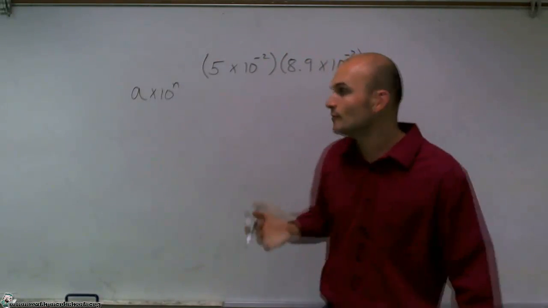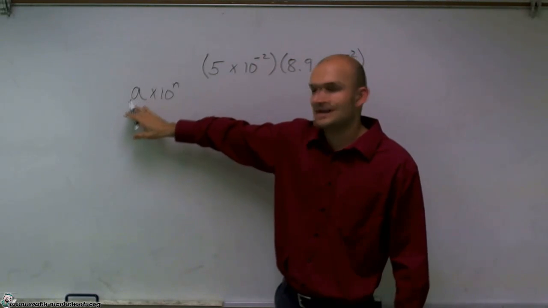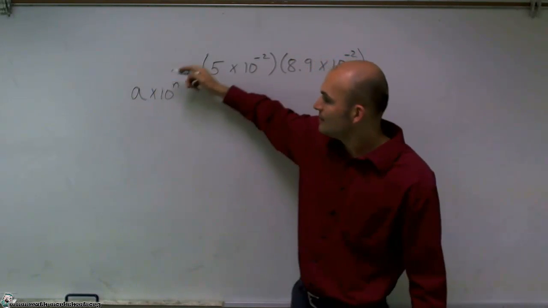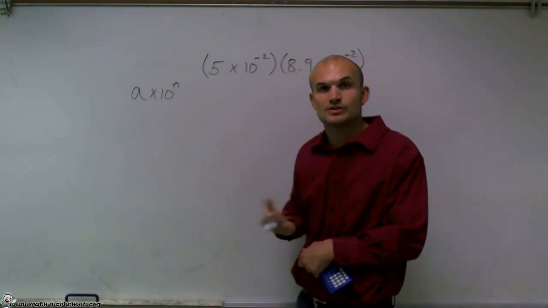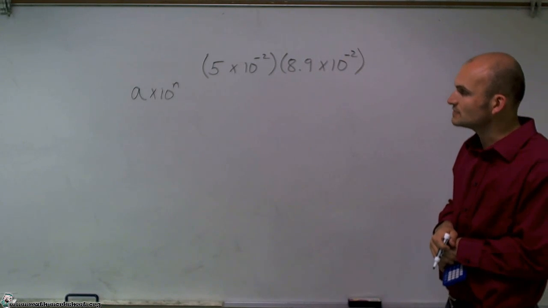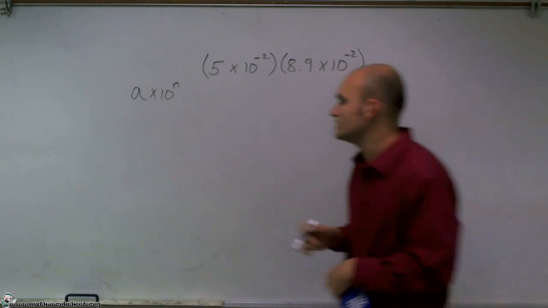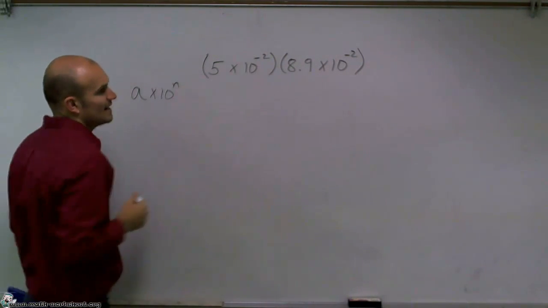What's really helpful about this is there's a couple rules that we're going to follow. One is our A has to be between 1 and 10, and then we write it times 10 to a power that has to be an integer, which is our n. So we can see we have two numbers here that are in scientific notation. The important thing, as you notice, is that they're to the negative power.